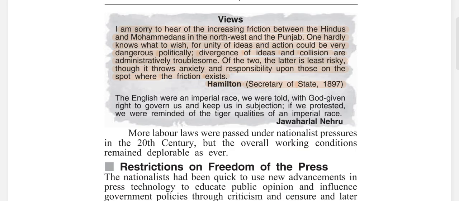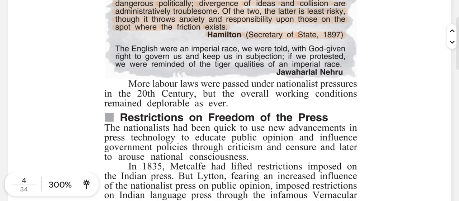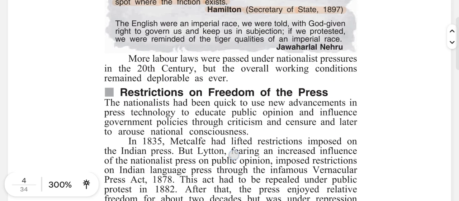"The English were an imperial race. We were told, with God-given right to govern us and keep us in subjection. If we protested, we were reminded of the tiger qualities of an imperial race." Jawaharlal Nehru, Survey of British Policies in India.